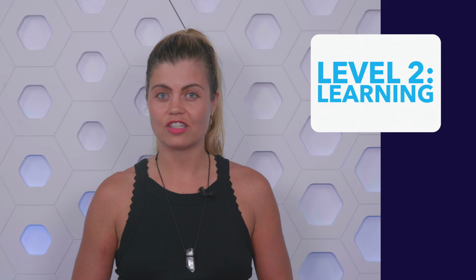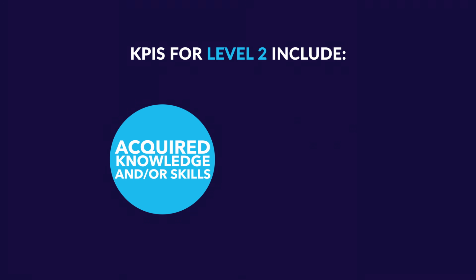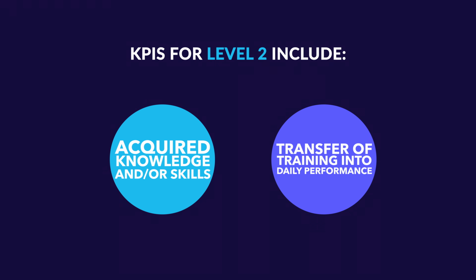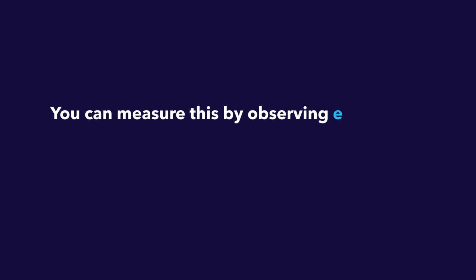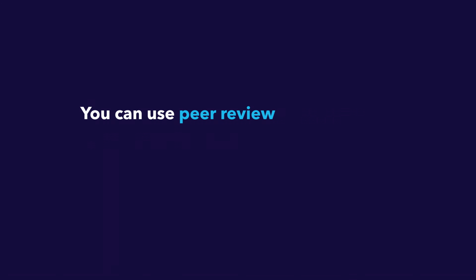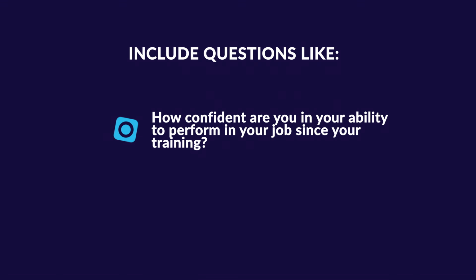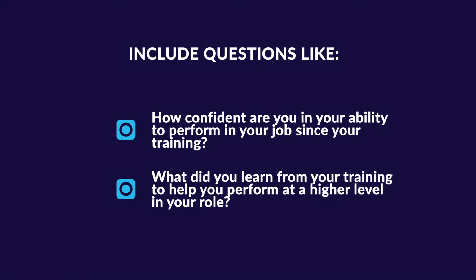Level 2, learning. The focus of this level is on finding out the knowledge and skills your employees have gained after your training. KPIs for level 2 include acquired knowledge and/or skills, transfer of training into daily performance. You can measure this by observing employees' performance on the job and noting if there is any improvement or if they've gained any new skills. You can use peer reviews, assessments, or pre- and post-training questionnaires. Include questions like, how confident are you in your ability to perform in your job since your training? What did you learn from your training to help you perform at a higher level in your role?